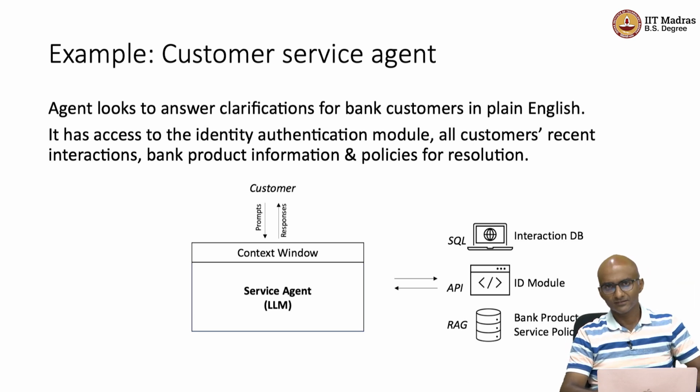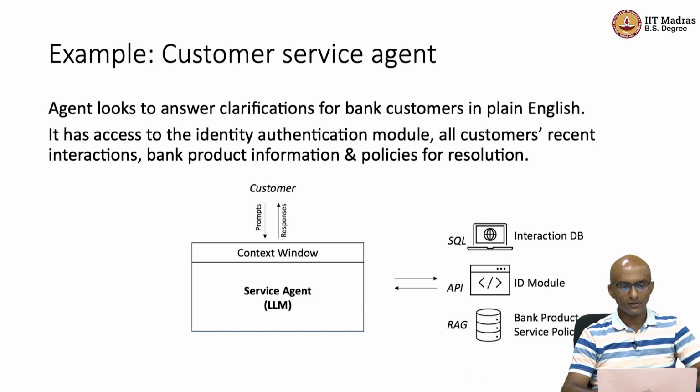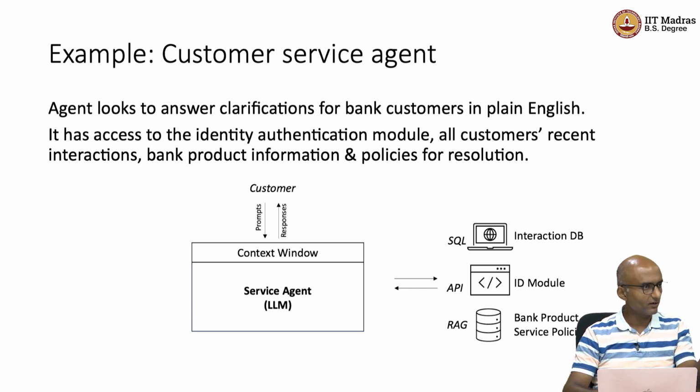Okay, let's dive deeper into this customer service agent example. The agent looks to answer clarifications for bank customers in plain English. So the bank customer can come in and ask, hey, I've been charged this fee of 15 rupees last month. Why was that the case? The right answer would be, you used the card for a foreign currency transaction, so the foreign currency markup fee is 15 rupees. Can the agent, which is automated using LLMs, answer that? That's what we'll have to figure out how.